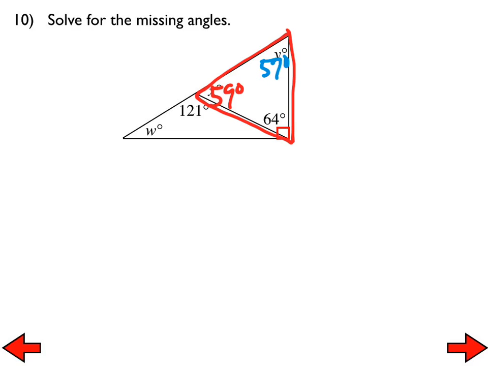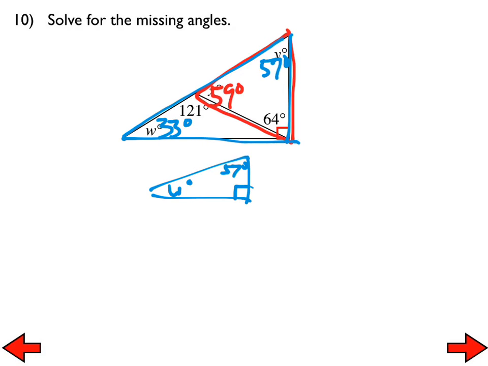All right, once we find that angle, now we have the large triangle right here. So if I were to redraw that, we have 57 here, a 90-degree angle here, and we're trying to find angle W right there. So what would angle W be? Is it 33 degrees? Pretty sure it is, because we have 57 and 90, and we're trying to make 180 degrees here, so that would make that angle 33 degrees.